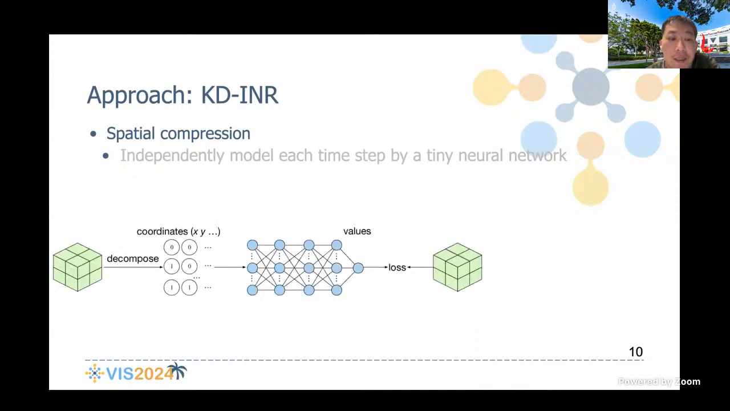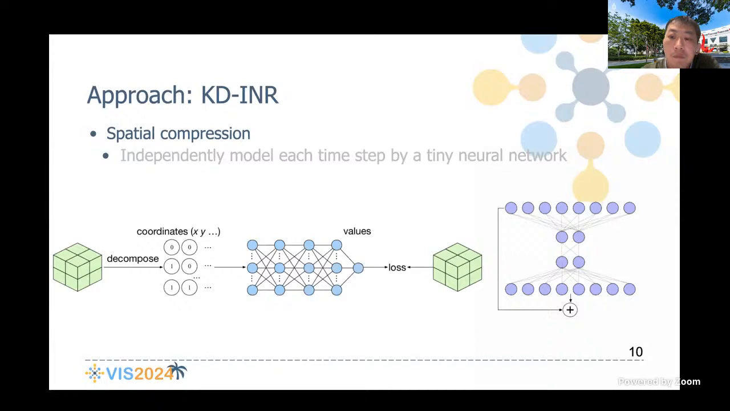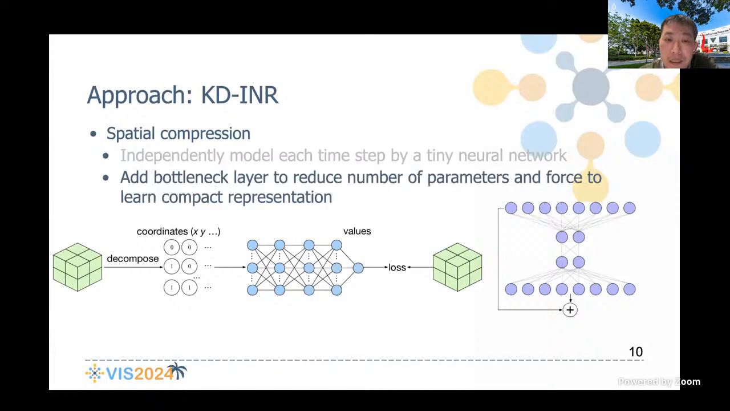So here in this example, each time step is just 3D data. The input to the neural network is the coordinates x, y, z, and the corresponding output is the values at these coordinates. And in terms of design, we design a bottleneck layer in the neural network.